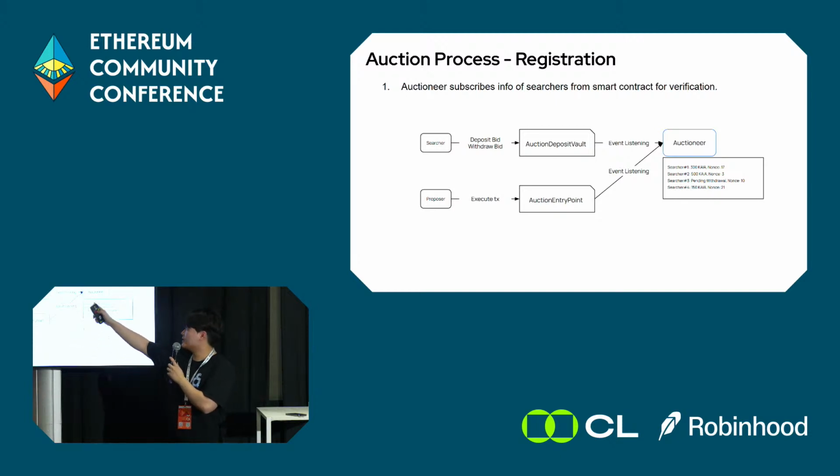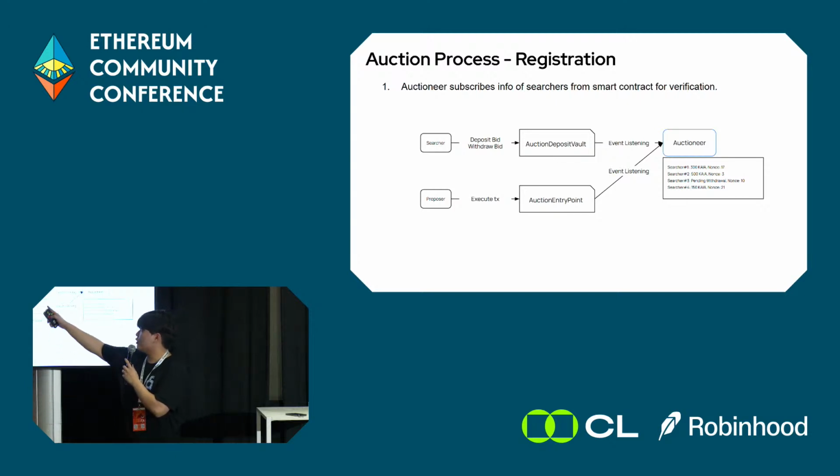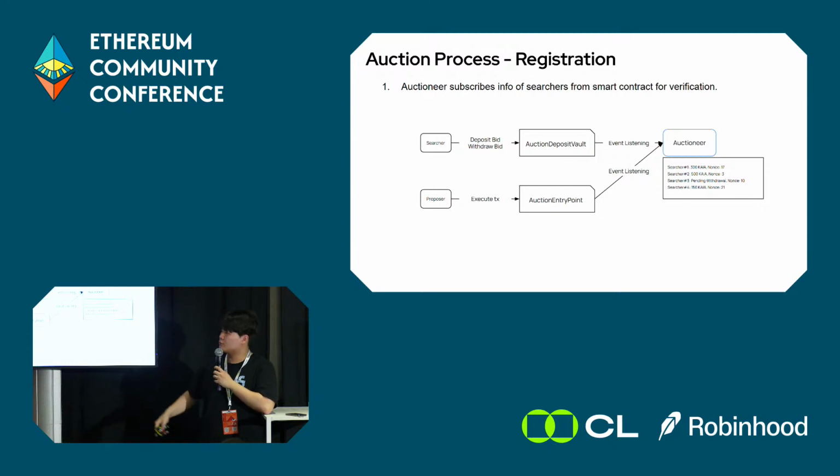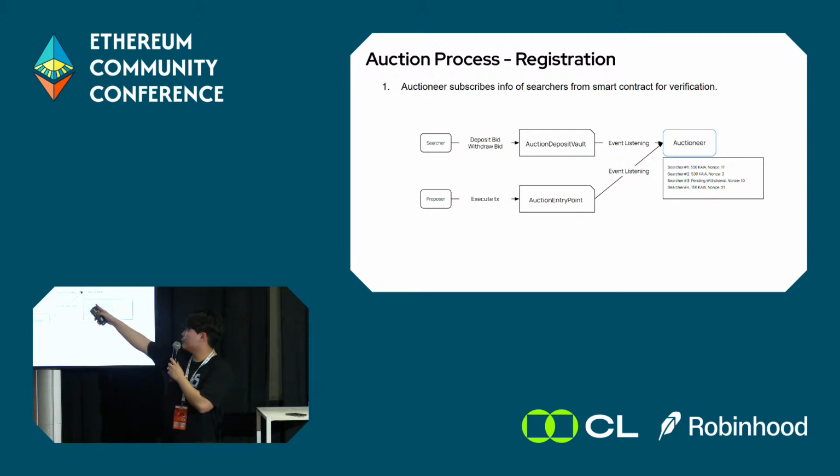This is required since the auctioneer is stateless. The auctioneer cannot directly query the state of the auction deposit vault and the auction entry point, but rather it keeps listening, subscribing to the node on the network. And the auctioneer will keep recording, for example, searcher 1, 300 Kaia deposit, and nonce is 17, and so on and so on.